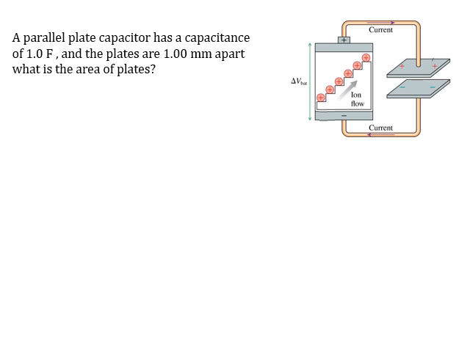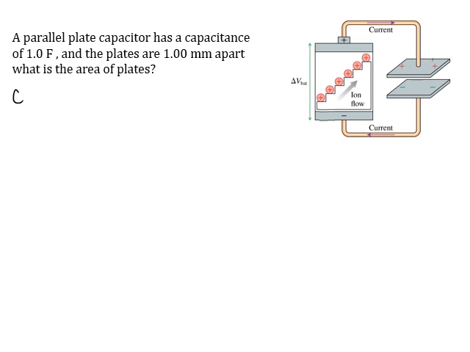Let's use an example now to give us an idea of the scale of a single farad. So we have a parallel plate capacitor. It has a capacitance that we'll say is 1 farad, and the plates are 1 millimeter apart. And that's not an atypical distance for capacitor plate spacing. What's the area of the plates?